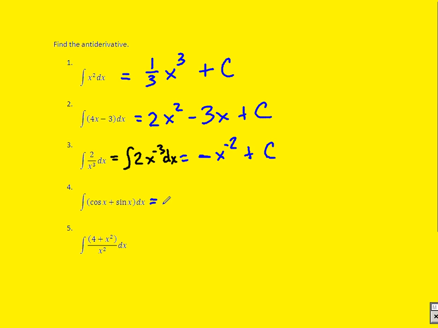For number 4, the integral of cosine is sine, and the integral of sine is a minus cosine. So that's all you need for those two right there.